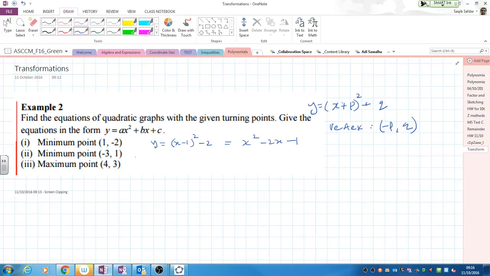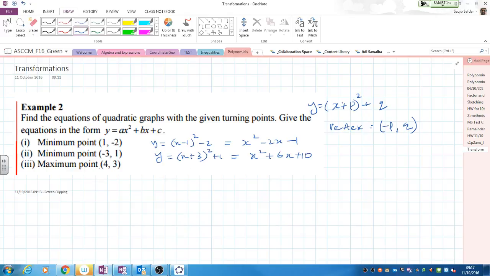What about for the next one, the minimum? Sam? x plus 3 squared plus 1. Has anyone expanded that out? x squared plus 6x plus 10. Excellent.